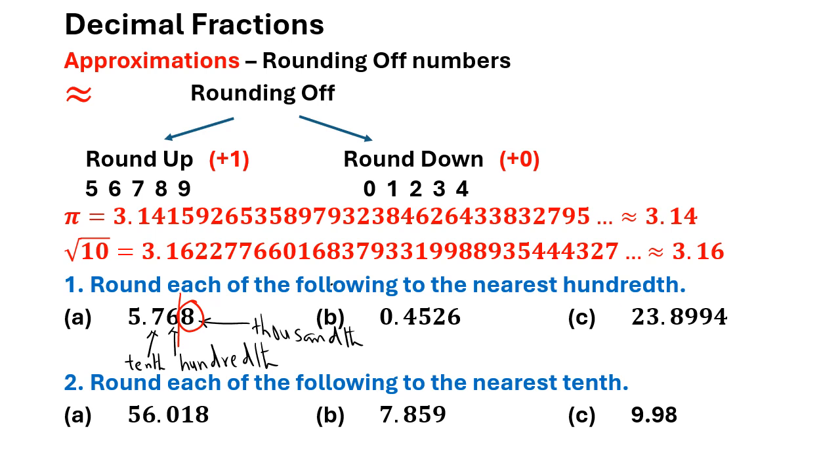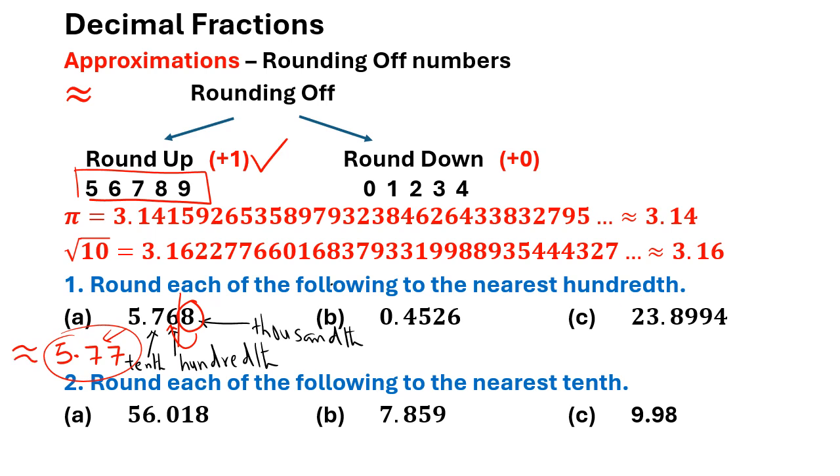Since 8 falls between 5 and 9, we're going to round it up to 1, and we're going to add that 1 to 6. Which means the final result here will be 5.77. That's what we're looking for. And then we'll just have the approximation sign like that.